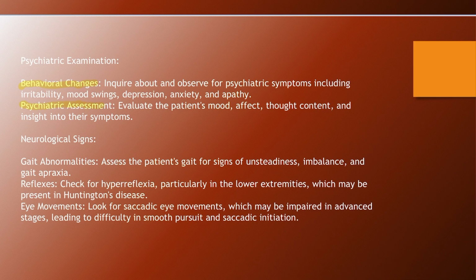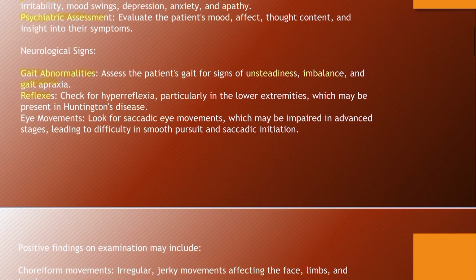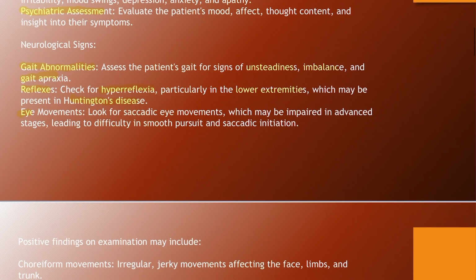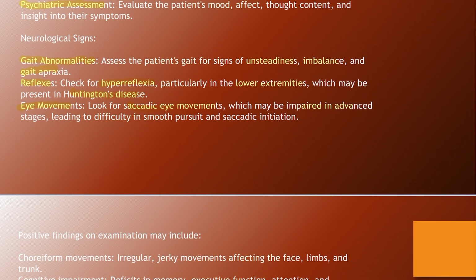Then the important neurological signs: look for any gait abnormalities. So assess the patient's gait for signs of any unsteadiness or imbalance or gait apraxia. Check for the reflexes. Normally we expect to find hyperreflexia, particularly in the lower extremities, and this can be present in Huntington disease. Eye movements are very important. Look for any saccadic eye movements which may be impaired in advanced stages, leading to difficulty in smooth pursuit and saccadic initiation.